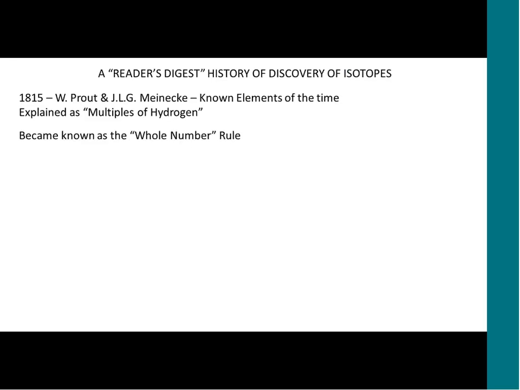Well, here's a little Reader's Digest, as I call it, history of the discovery of isotopes. If you go back to the early 19th century, there were two fellows, Prout and Meinecke, and regarding the known elements of that time, they suggested that these could be explained as multiples of hydrogen, the lightest substance that was known. And this actually became known as the whole number rule. And so it was thought that hydrogen is a primordial particle. All the other elements are built up simply by glomming hydrogens together, and the elements are pure and stable.